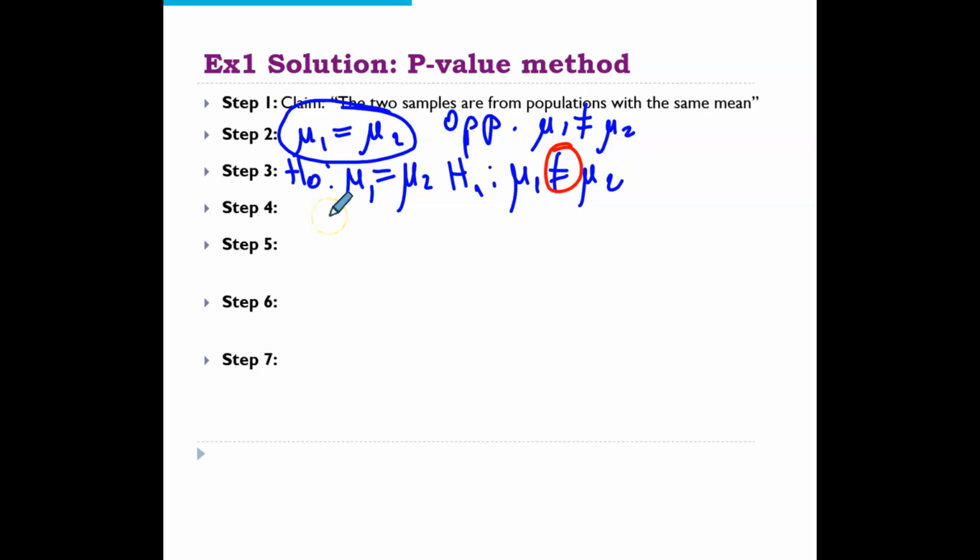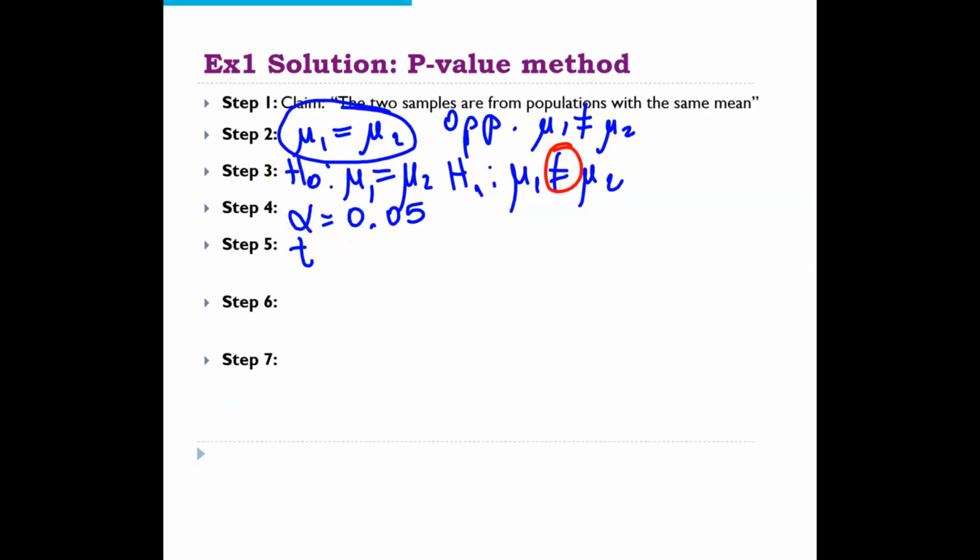Step 4. Identify the significance level. Significance level alpha is given as 0.05. Step 5. Identify the test statistic. The test statistic is t because we're testing the claim about population means. So we are using the t distribution.